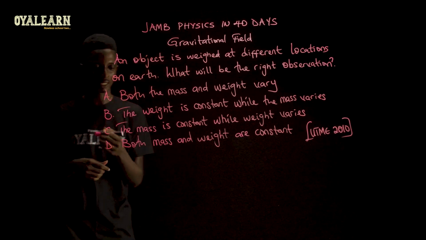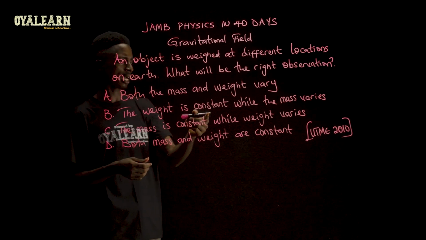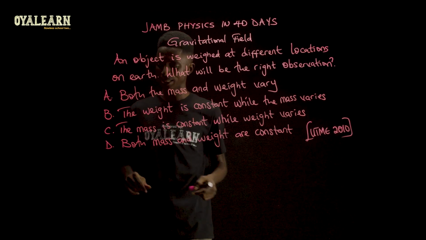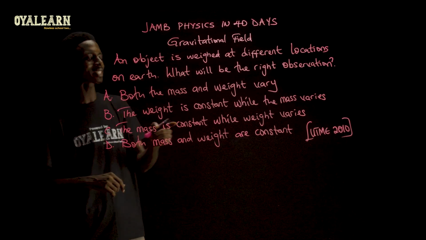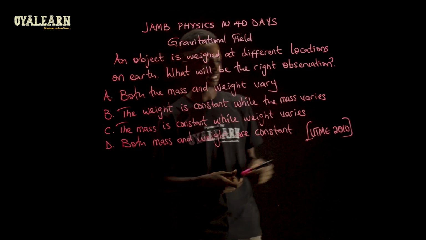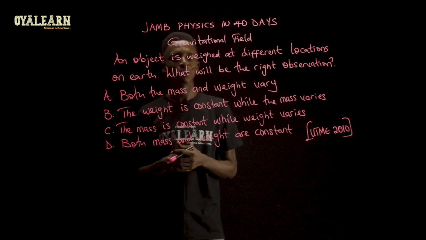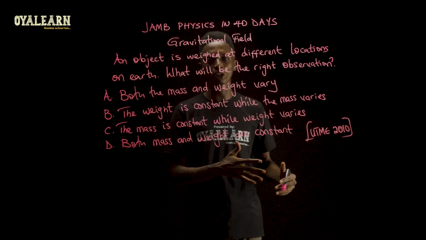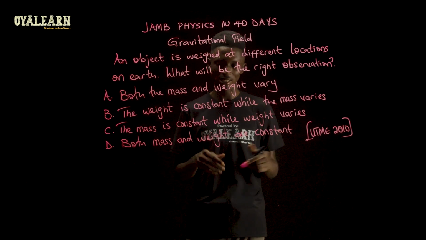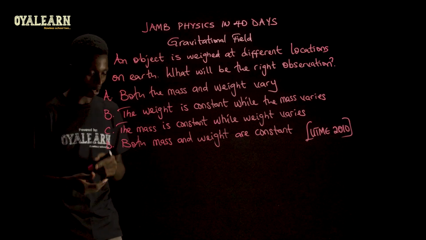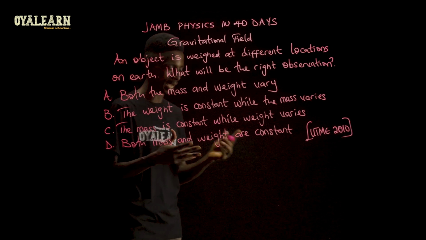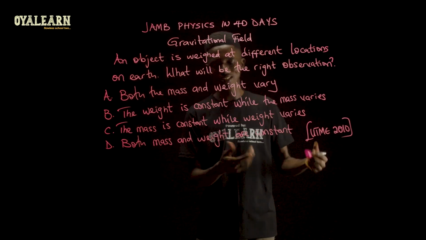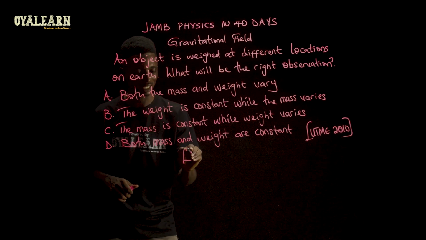So let's see what option B says. B says the weight is constant while the mass varies. This is also false. It should be the reverse case. Now, option C says the mass is constant while the weight varies. Now, this is the correct one. The mass is constant regardless of the location, while the weight varies as you move from one point to another on the Earth's surface. But to do due diligence, option D says both mass and weight are constant. So we know this one is false since we've already agreed that mass is constant and weight varies. So the correct option to pick here is C.